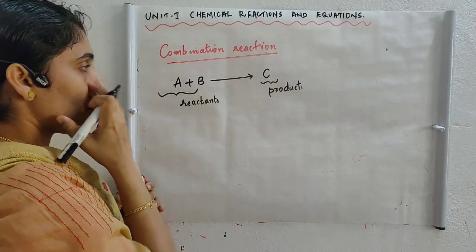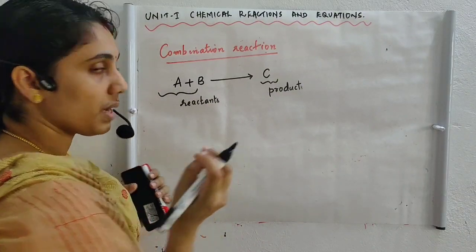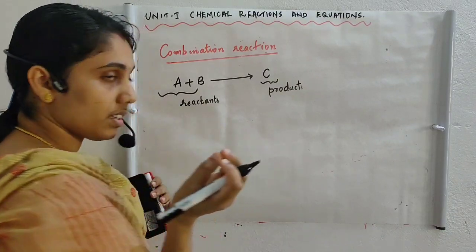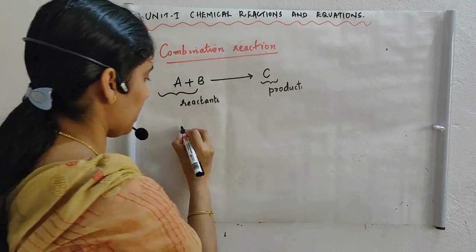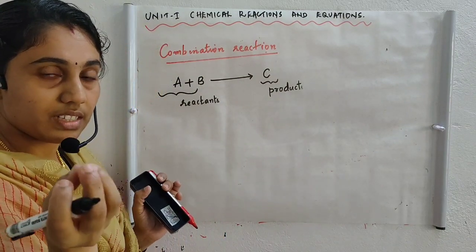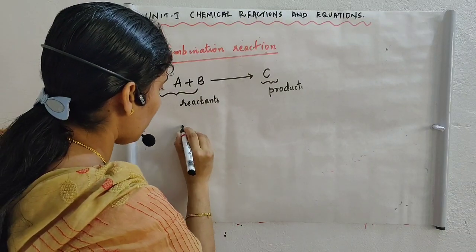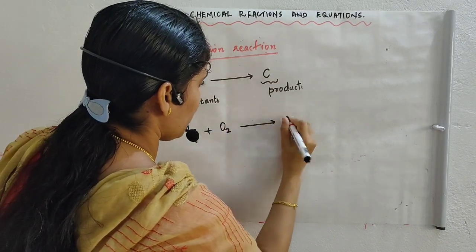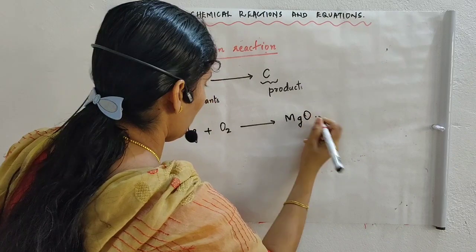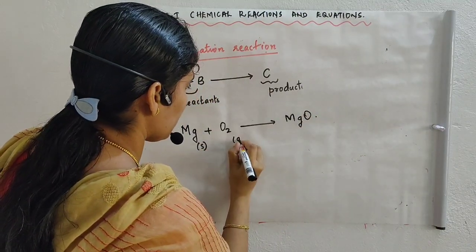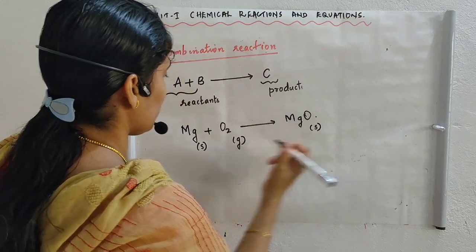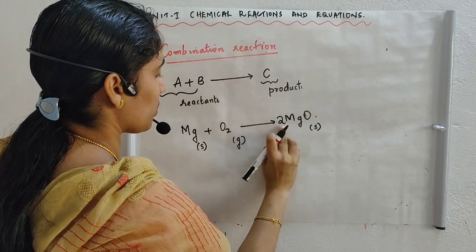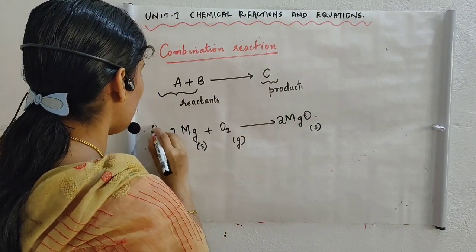Then the example we are considering is the burning of magnesium ribbon. After burning, the magnesium ribbon forms a dazzling white light and white ash. The equation for the same: Mg plus O2 gives MgO. Magnesium is solid, oxygen is gas, and magnesium oxide is solid. Write the balanced equation for the same. There are 2 oxygen atoms here, so you can put 2 here and 2 here. So this is example 1.